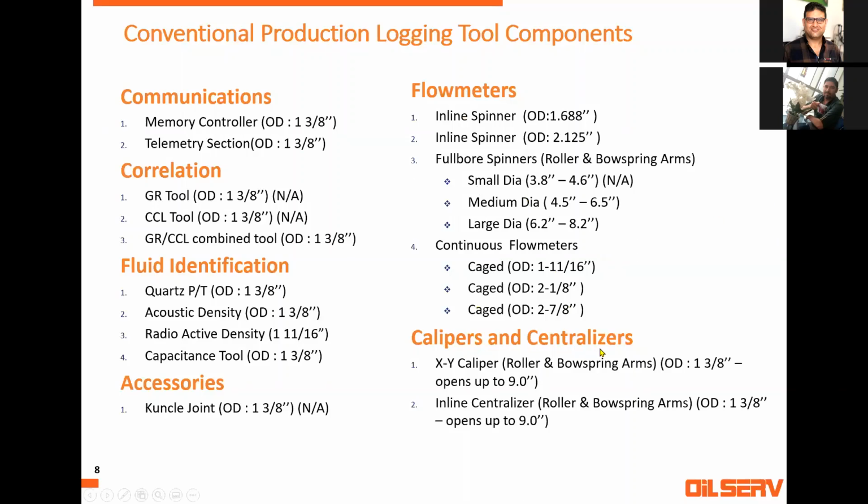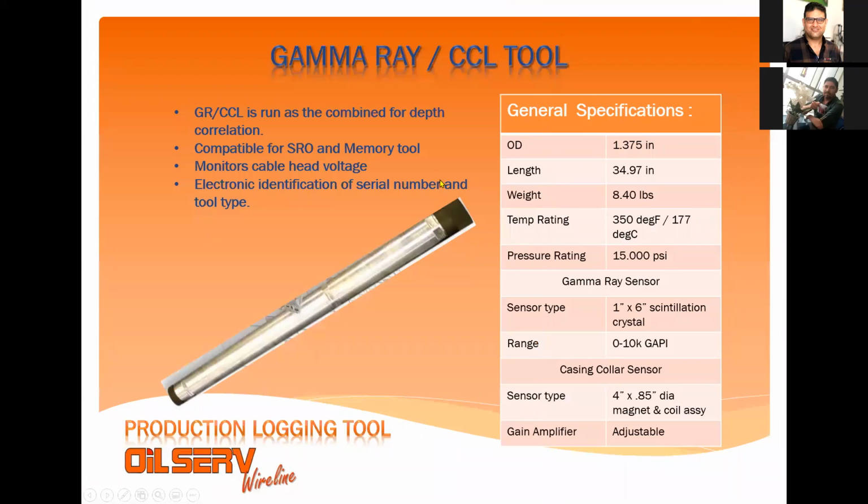Calipers are centralizers. You need to centralize your tool in the middle of the wellbore. You cannot keep it lying on the low side of the wellbore. So how do you do that? You have a caliper which can work as a centralizer, and also it can read the wall diameter, inner diameter. And there are line centralizers which can be roller or rigid. Roller is more useful, especially in a deviated well. So we'll go quickly through the tools one by one. As we mentioned, gamma ray, CCL.